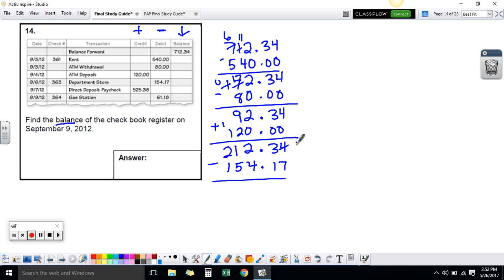Okay, be very careful with your borrowing here. 14 minus 7 is 7. 2 minus 1 is 1. 2 cannot take away 4, so we're going to borrow, make that 12, make that a 0. Got to make that a 10 eventually, and that turns into a 1. Okay, so 12 minus 4 is 8, and 10 minus 5 is 5. So I've got $58.17.